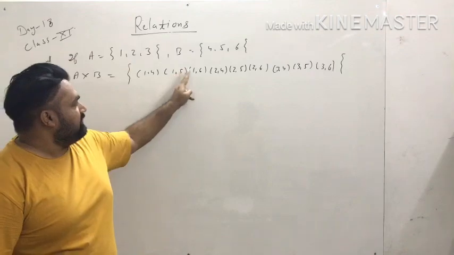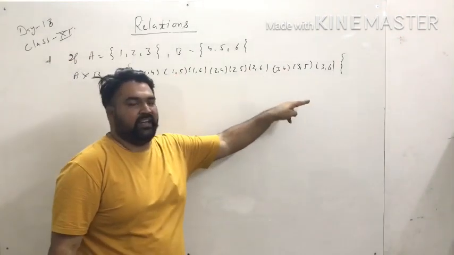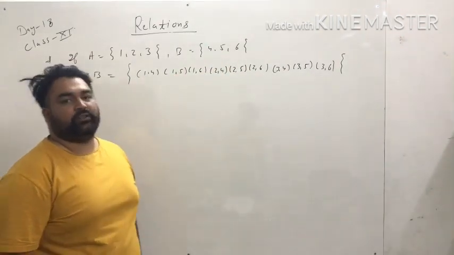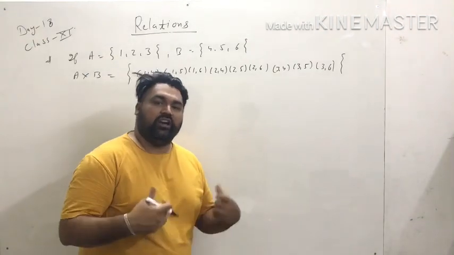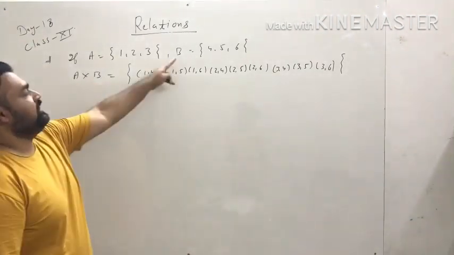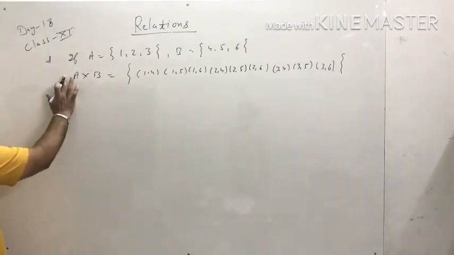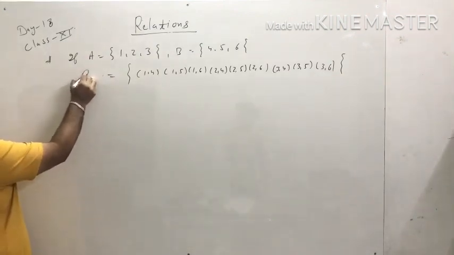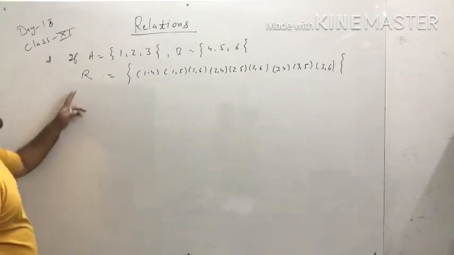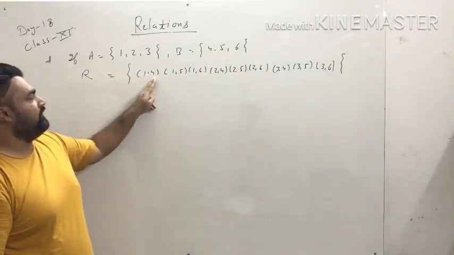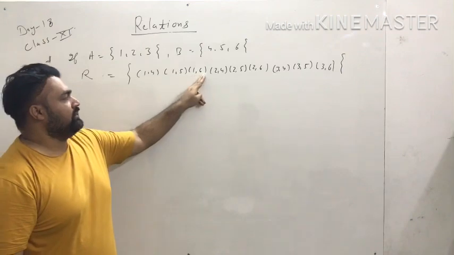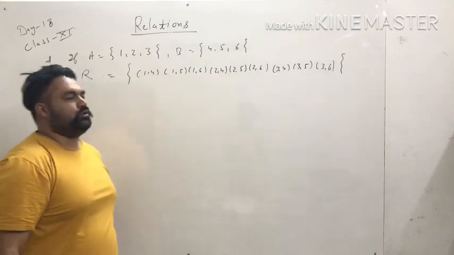The first element is the domain, and all the second elements constitute the range, and the set B constitutes the codomain. So we can also write A cross B as R. Now what is R? R is a relation of 1 with the 4, 1 with 5, 1 with 6, 2 with the 4 and so on.